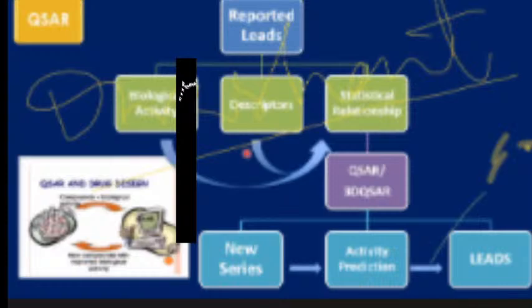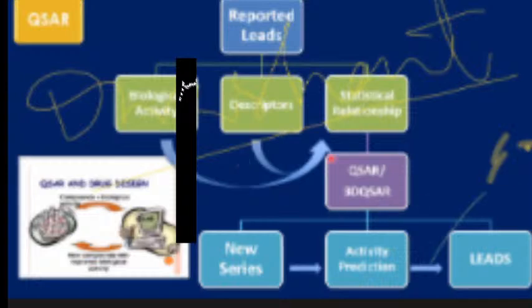For example, my area is, let's say, quinazoline. Maybe from the literature, I will get hundreds of quinazoline molecules with their biological activity. And for these 100 molecules, I can calculate 10,000 descriptors. And then we develop a statistical relationship between these descriptors and the biological activity. That statistical relationship is called QSAR or 3D QSAR.